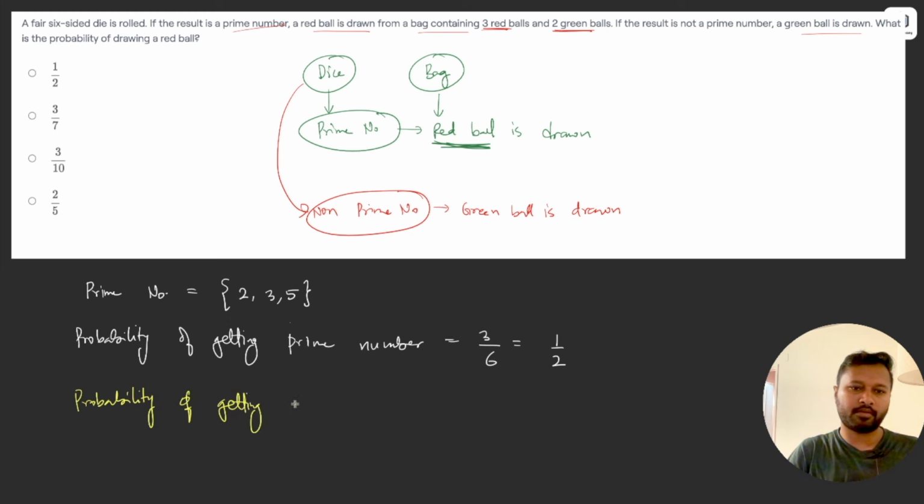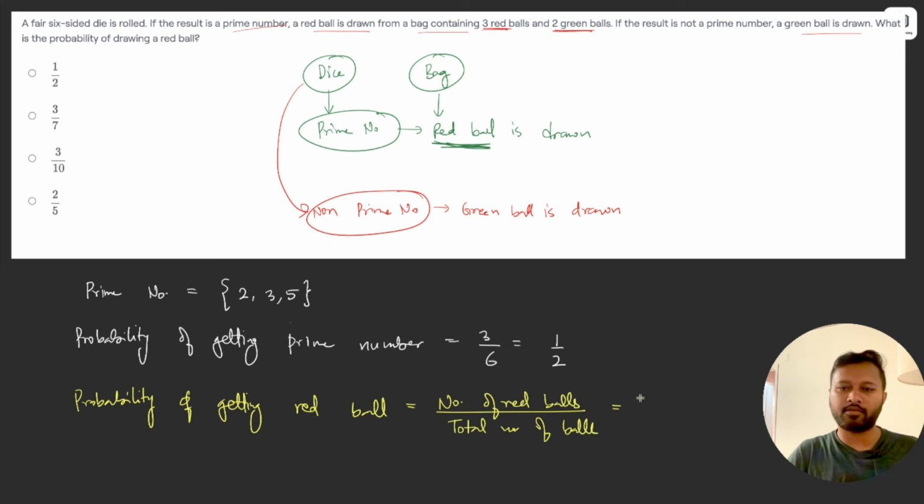So probability of getting a red ball: you have to write down the number of red balls divided by the total number of balls. Now you know that there are 3 red balls, you write down 3 here. Total balls are 3 plus 2, that is 5, so you write down 5 here. So probability of getting a red ball is 3 upon 5, and probability of getting a prime number is 1 by 2.